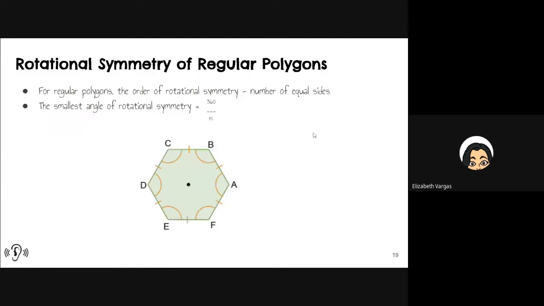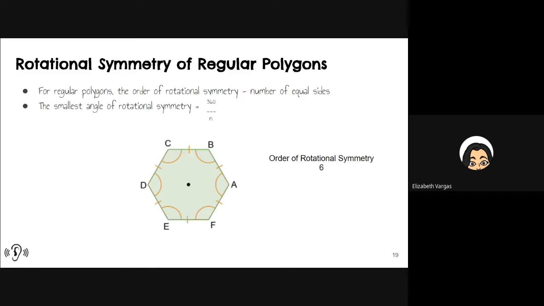Okay. And so here we see this again. For regular polygons, the order of rotational symmetry is equal to the number of sides, and you can find the smallest angle of rotational symmetry by doing this equation. So here we have a regular polygon, which is a hexagon, because it has 6 sides. 1, 2, 3, 4, 5, 6. Because it has 6 sides, we can say it has 6th order of rotational symmetry.